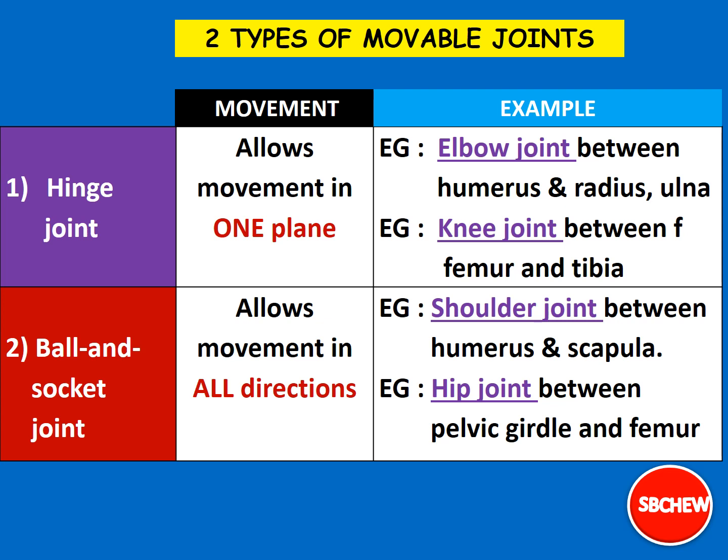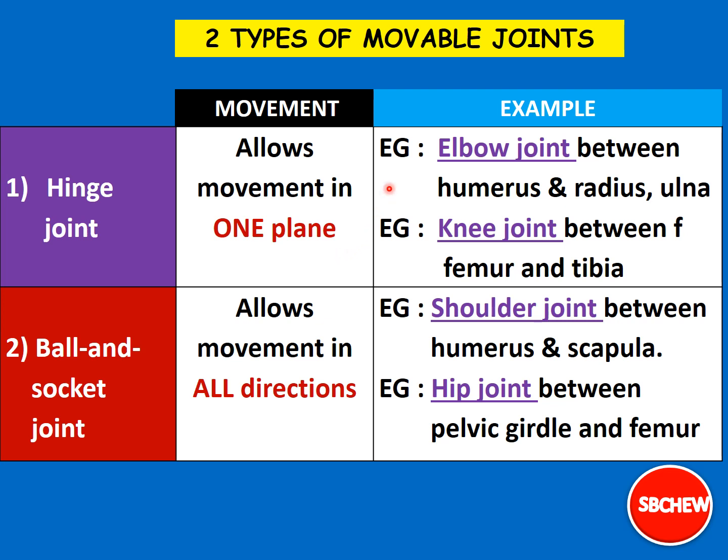When it comes to the types of joints in our body, there are two types of joints that you need to know. Very important, and it's a common SPM question. The hinge joint and the ball and socket joint. Hinge joint allows movement in one plane only. You'll see how it moves afterwards.